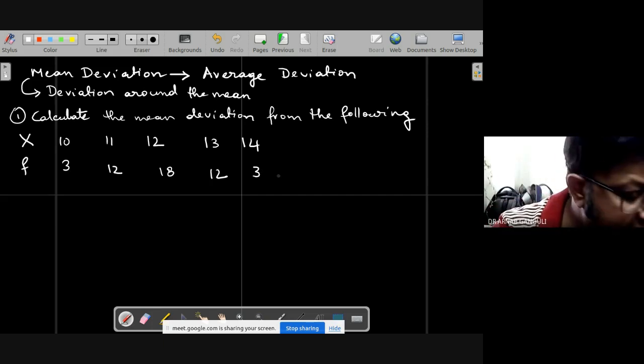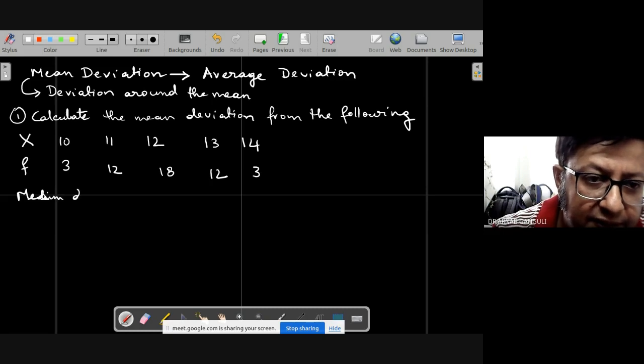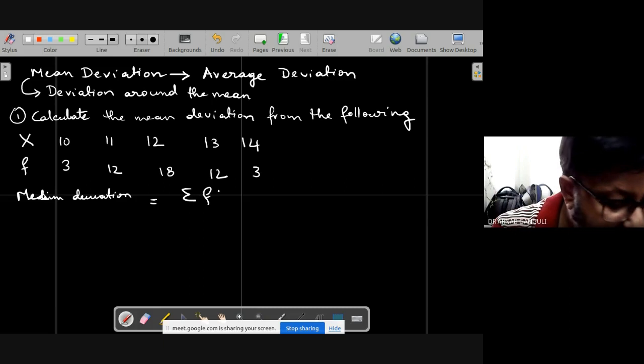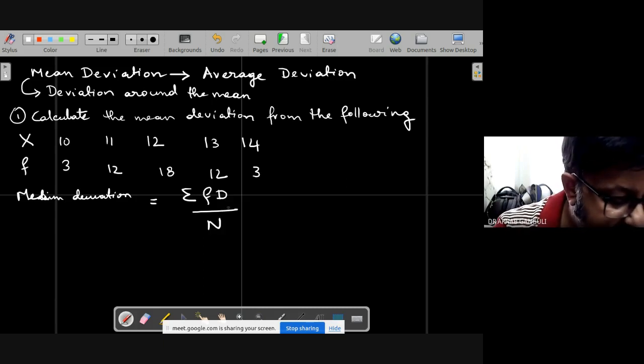So these are the data which you get. So mean deviation, how do you calculate the mean deviation? Formula is sigma FD by N. Now what is sigma FD?